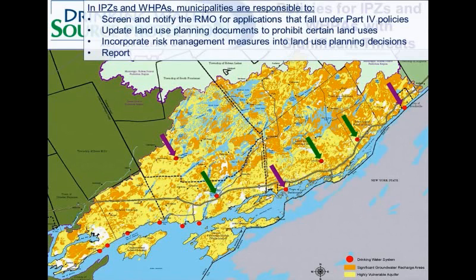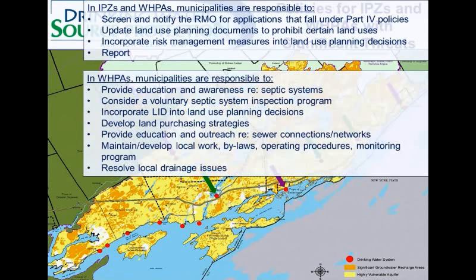In the wellhead protection areas specifically, municipalities are responsible to develop and implement education and awareness programs for landowners near municipal wells where septic systems are considered a significant threat. Consider the establishment of a voluntary septic system maintenance inspection program where the systems are a low or moderate threat. Consider how to incorporate low-impact development techniques in planning decisions related to stormwater management for new or expanding developments. Consider development of a land purchase strategy for Wellhead Protection Area A and secure land parcels to control the occurrence of significant drinking water threats.